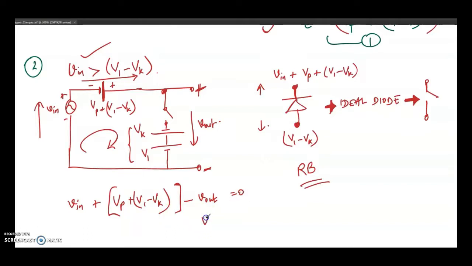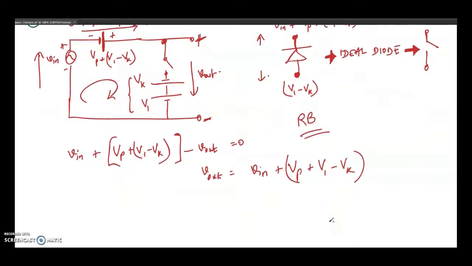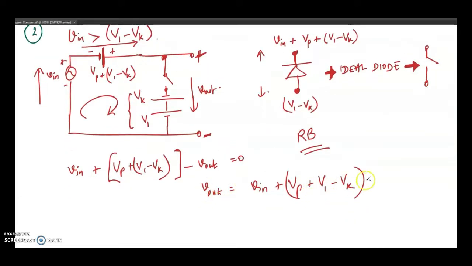What I need from this loop equation is an equation to obtain Vout. So let me isolate Vout. Vout is equal to Vin plus Vp plus V1 minus Vk. This is the equation that you get for Vin greater than V1 minus Vk.